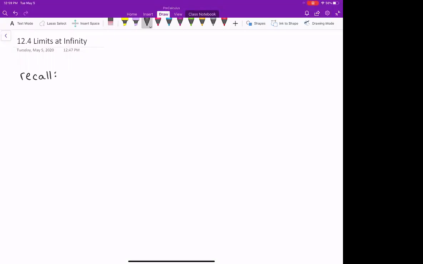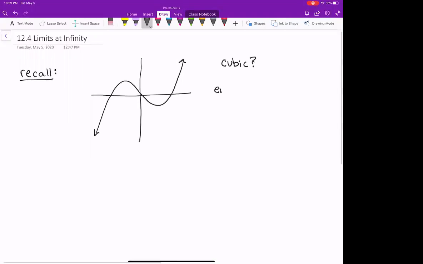Imagine if you had, back when we did polynomials, some function that looks like this. Well, you hopefully remember that this polynomial could be a cubic, or something higher. So it could be a fifth or seventh or a ninth degree, but it has to be an odd degree. And we would talk about the end behavior.